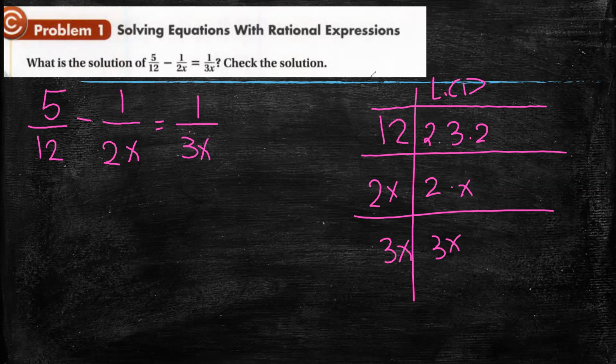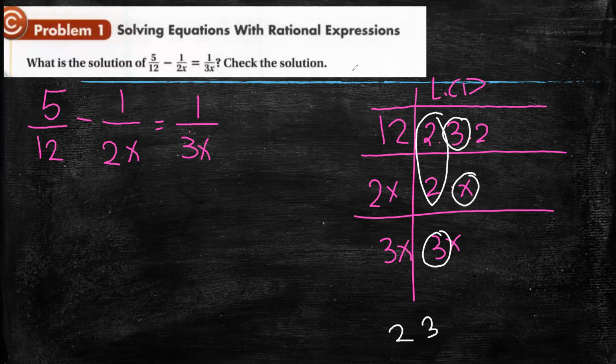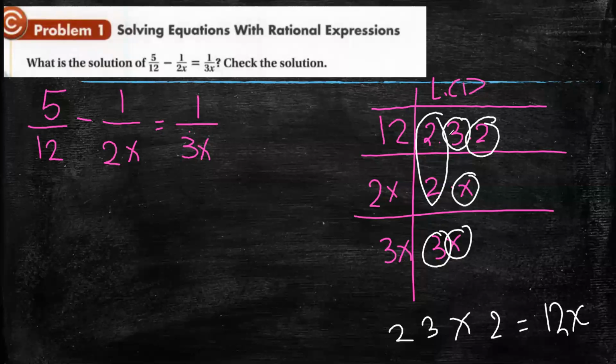Then let's circle the common ones. Here there's no common factor, so we take the 2, the 2, the 3, and the x. This way we have written all of them. So the least common denominator here is 12x. This is the first step we have to do. Now, is it clear?